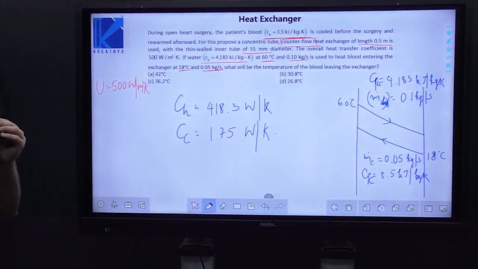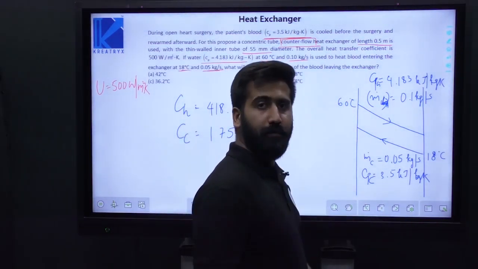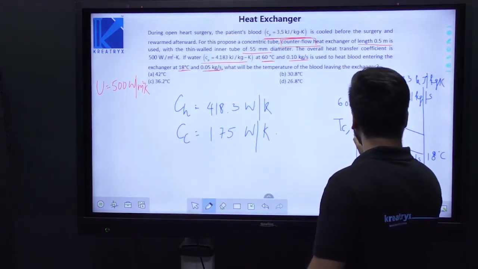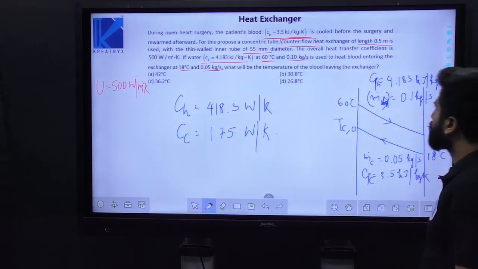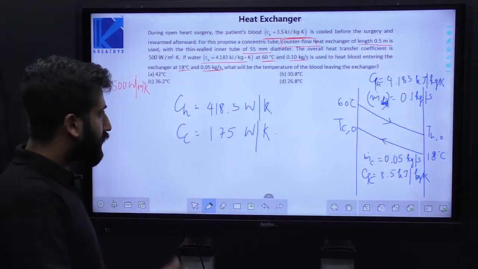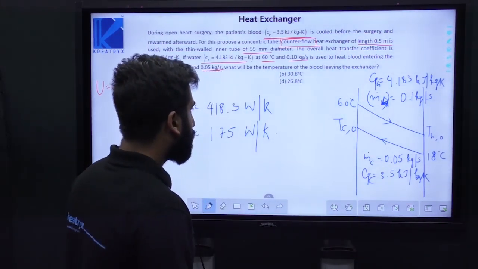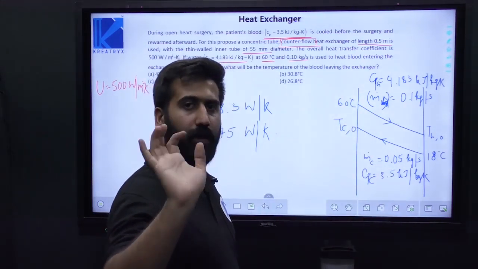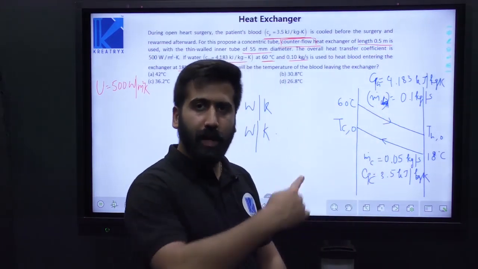So we have to find the exit temperature of blood. Let it be TCO, and the outlet temperature of water, let it be THO. So what is the formula that contains the terms of temperature? Can I say effectiveness of the heat exchanger is one such formula? Is that one of the formulas that contain the terms of temperature and can be used here?